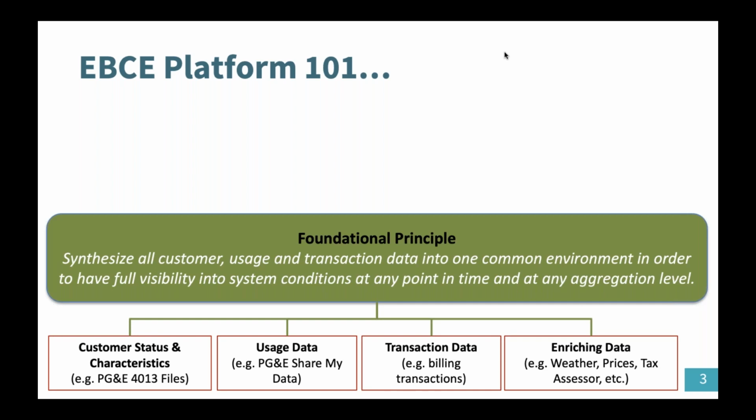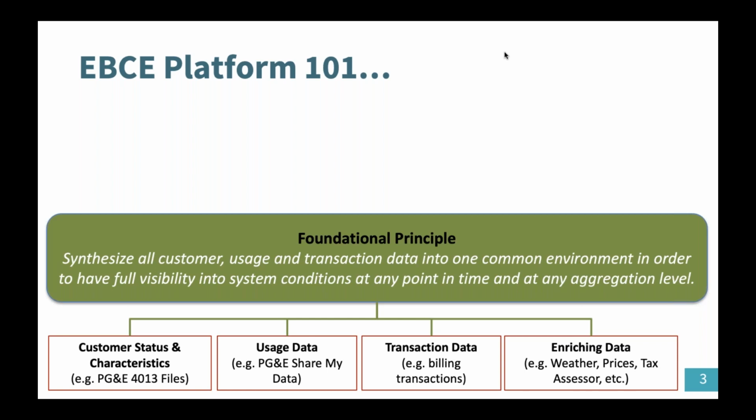First, we obviously need to understand our customers, their status and their characteristics, who they are, what their rate class is, for example, what their zip code is, etc. So in the case of PG&E, this comes through a file called the 4013, which is a weekly file that tells us all the programs that customers are participating in, etc. We also wanted to incorporate, obviously, usage data. Here we're talking about the usage data that comes from those meters. So in the case of PG&E, we're integrating with what's known as Share My Data, which is a platform that gives us access to that information.